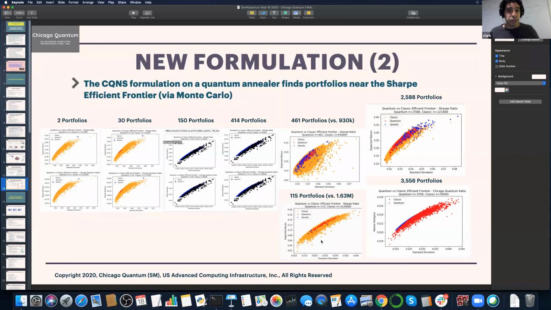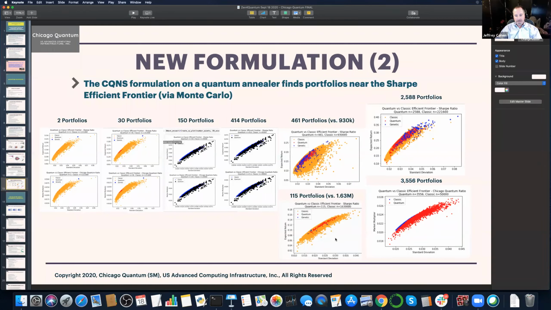Here we have a bunch of results, these two portfolio sets, 30, 150, 414. You can see how many portfolios we've tested and where they land in the Chicago Quantum Net Score with the different methodologies. I think Jeff has all the pictures, so ask him if you want to see more pretty pictures. One, you could read the paper, that would be awesome. Or two, you can hire us and we can present pictures for you, or ask us. Lots of ways to get more pretty pictures.